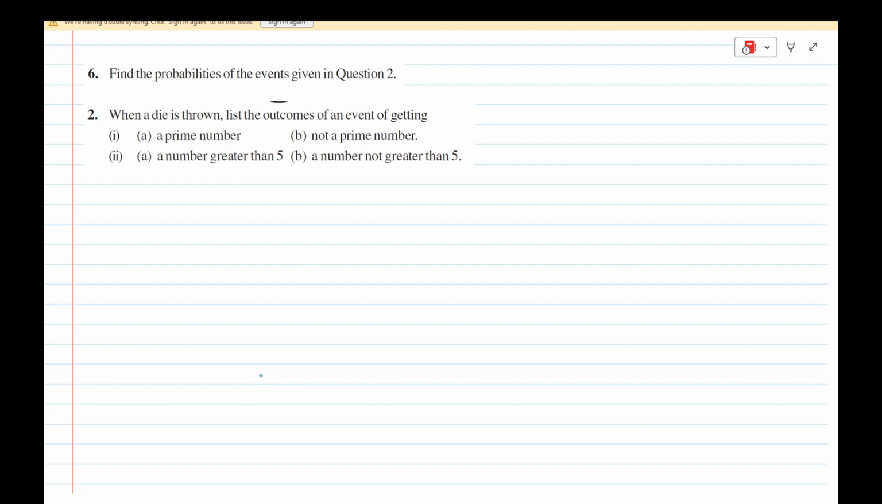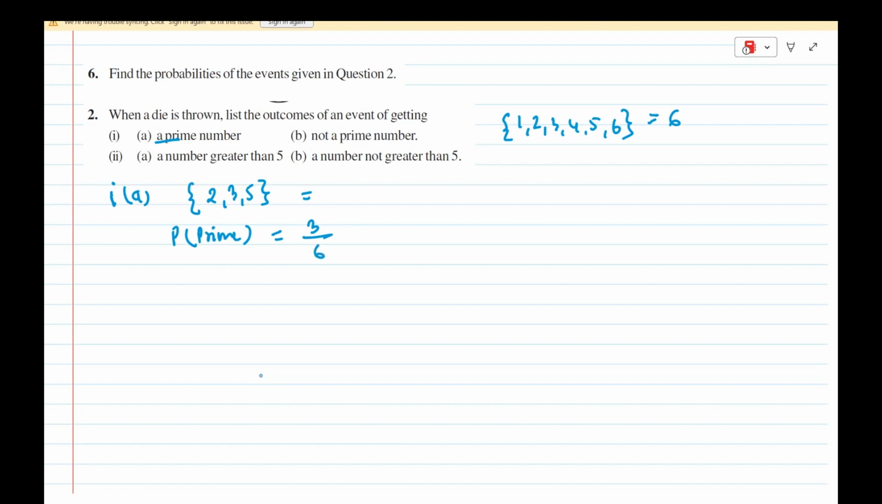Find the probability of the event given in question 2. Okay, so that is why I pasted question 2 here. Probability of getting the event. So I have thrown a dice. So the outcomes are 1, 2, 3, 4, 5, and 6. Now it says prime number. So first A, right? It says prime number. So what is a prime number? 2, 3, and 5. So what is the probability? The total number of outcomes is 6 and the favorable is 3. So the probability of a prime number is 3 divided by 6, which is 1 by 2. Correct? Let's see the B part.